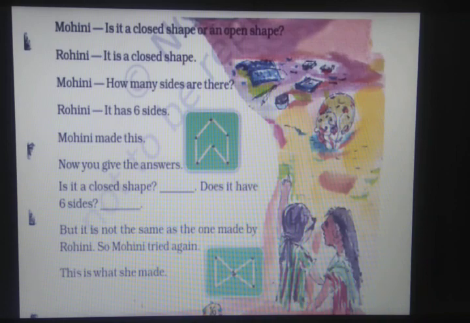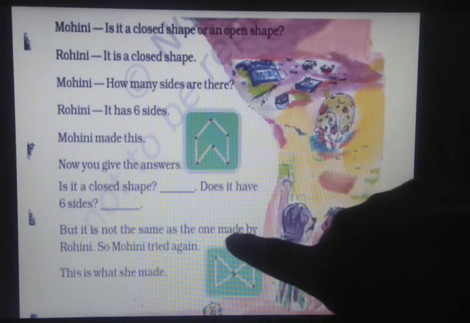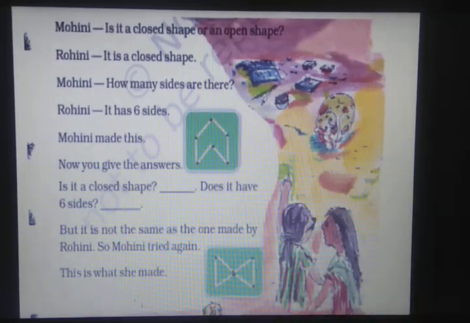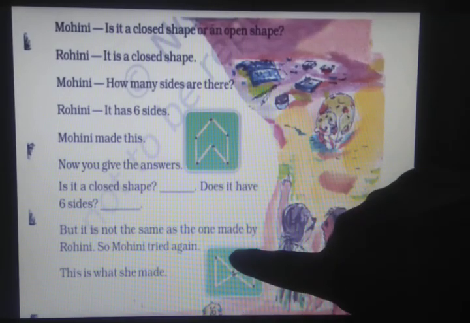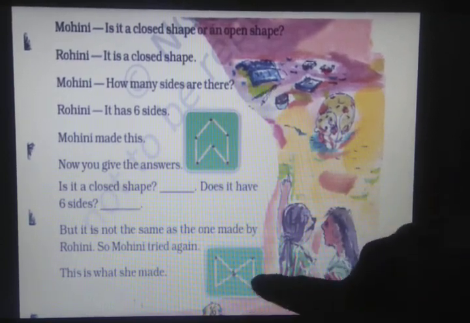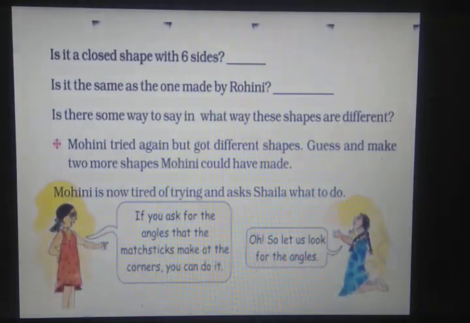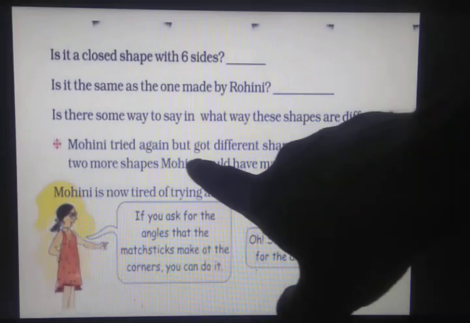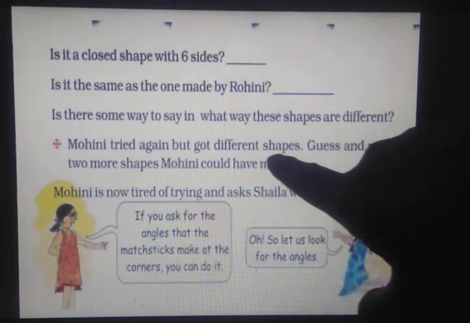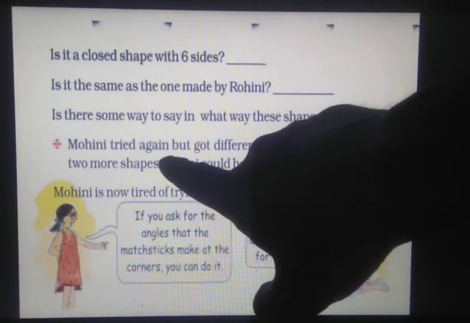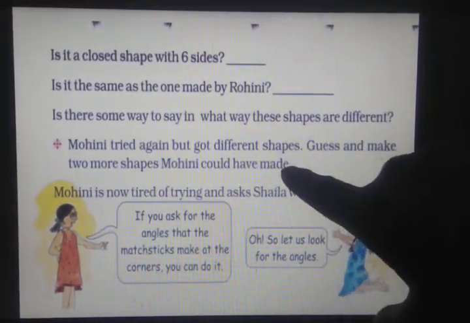So now she tried again, and she made this shape with the help of matchsticks. Here also she used 6 sides and the shape is also a closed shape. But then also her answer is wrong. So now Mohini got tired, but got a different shape.